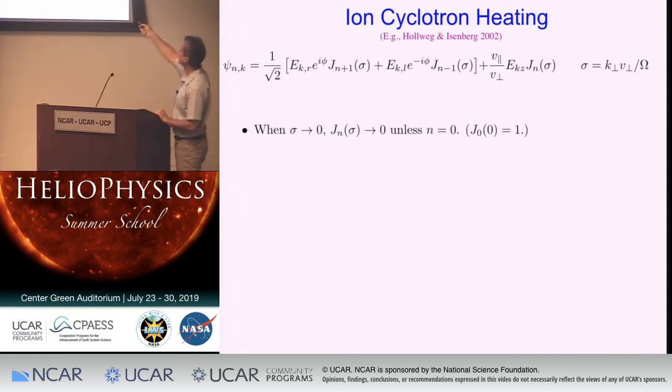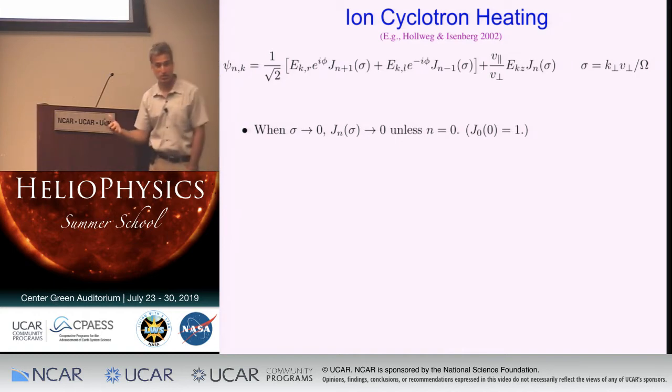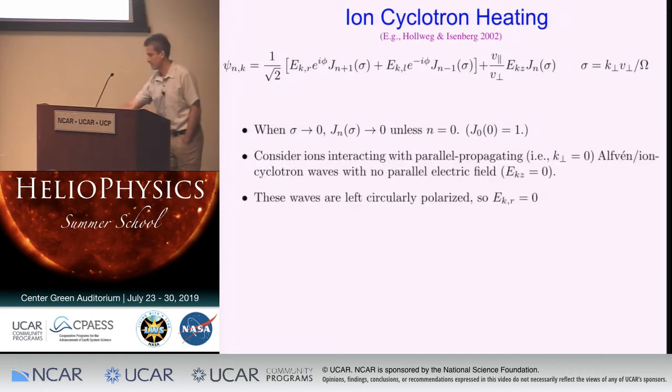Remember, the argument of these Bessel functions is proportional to k perp. It's k perp times the gyroradius. And so we're looking now at a case where the argument of the Bessel functions is zero. Now, when that argument goes to zero, all of the Bessel functions vanish except for one. The only Bessel function that doesn't vanish in that case is J0, the zeroth order Bessel function. So we're going to have a dramatic simplification of that quasi-linear diffusion equation in this case.